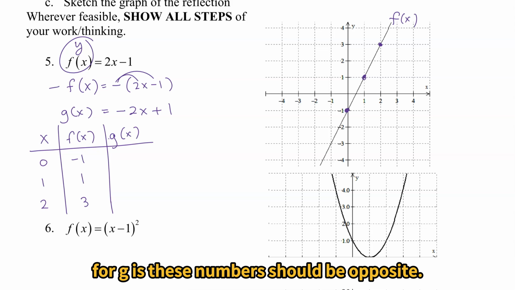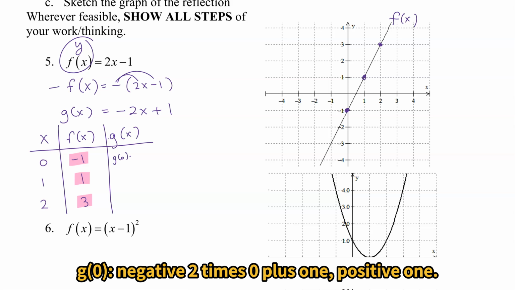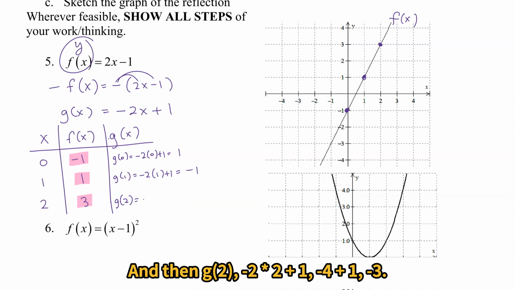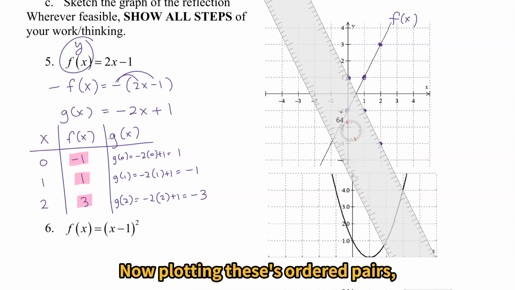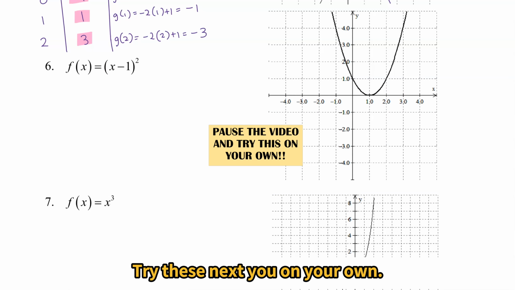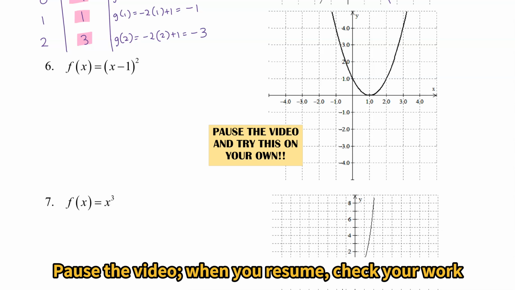What should happen for g is these numbers should be opposite. So let's check it. g of 0, negative 2 times 0 plus 1, positive 1. g of 1, negative 2 times 1 plus 1, negative 2 plus 1 is negative 1. And then g of 2, negative 2 times 2 plus 1, negative 4 plus 1, negative 3. Now plotting these ordered pairs, connecting the dots, we have our reflection across the x-axis. Try these next two on your own, pause the video, and when you resume, check your work.